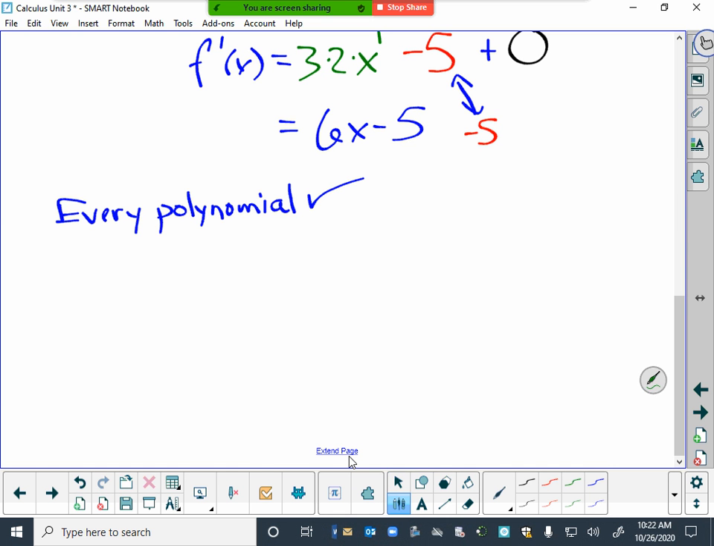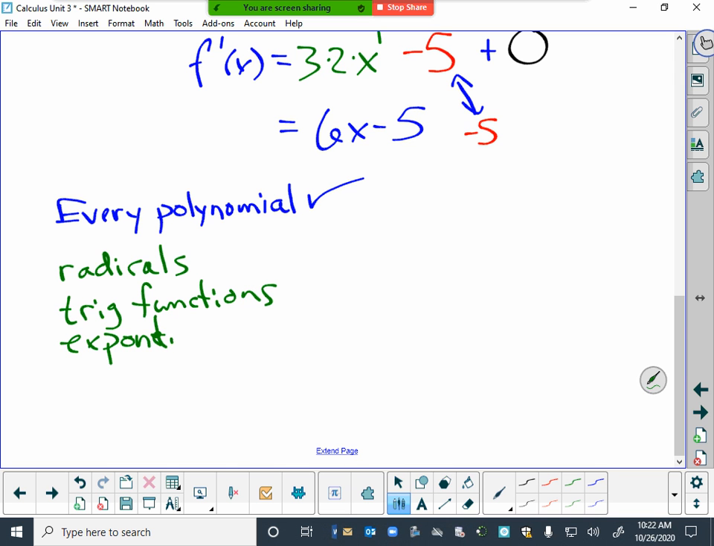We've got all of these other functions though. Okay, we have functions that we did when we did the parent functions, right? We had all kinds of different power functions that weren't exactly parts of polynomials, but we've got radical functions. We've got the trig functions. We've got exponential functions, we've got logarithmic functions.